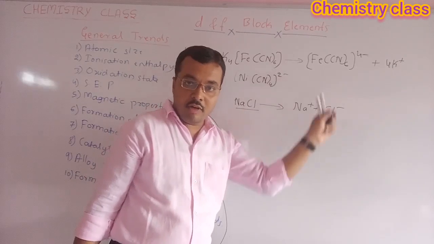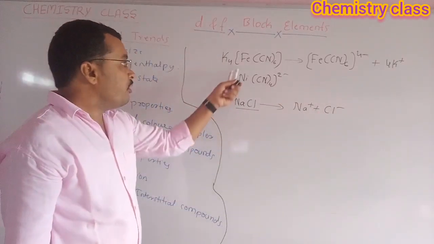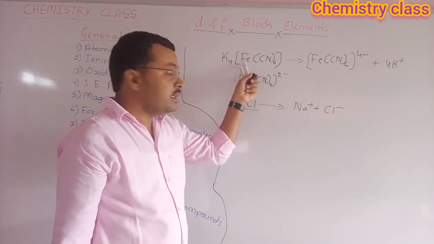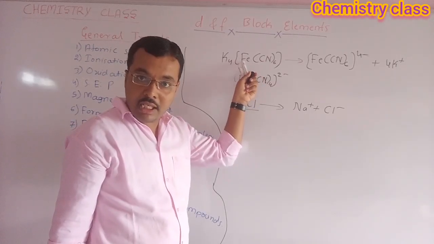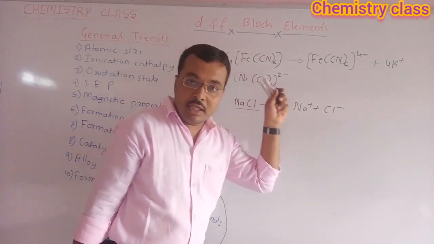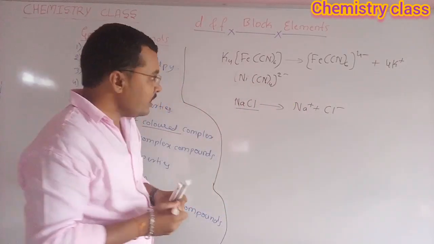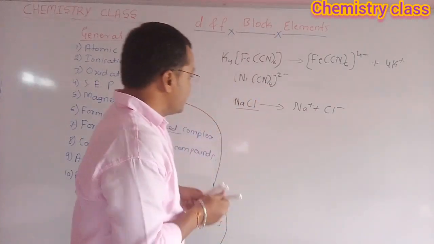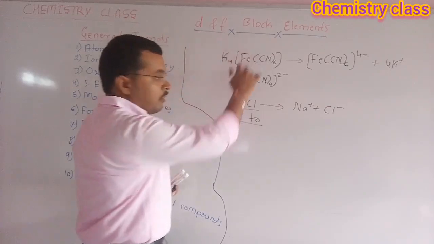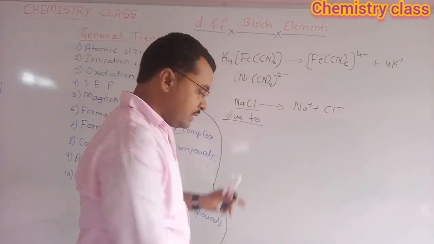Like this, in the formation of complex salts there will be involvement of a metallic ion. It means 3d series elements. Fe is a 3d series element, a d block element. Nickel is also a d block element. These can be involved in the formation of complexes. These complexes form due to some reasons.